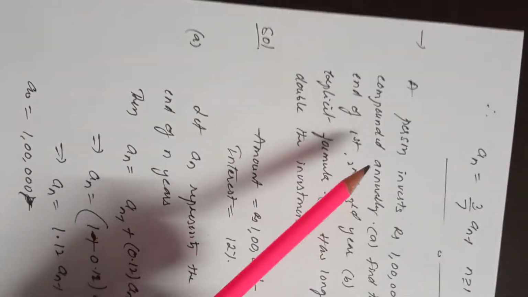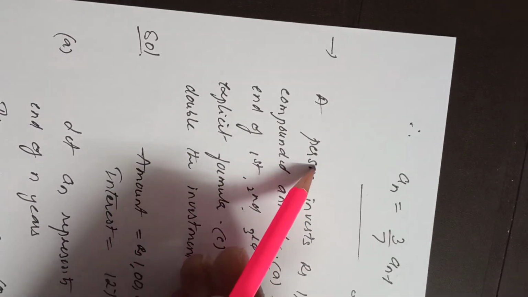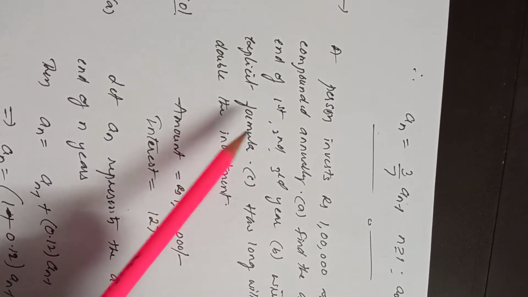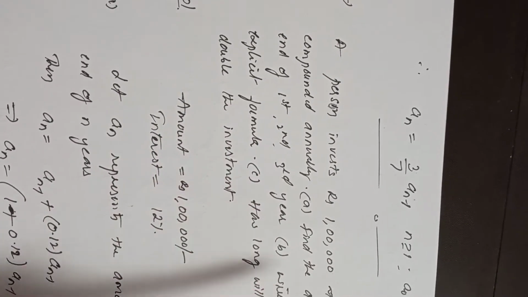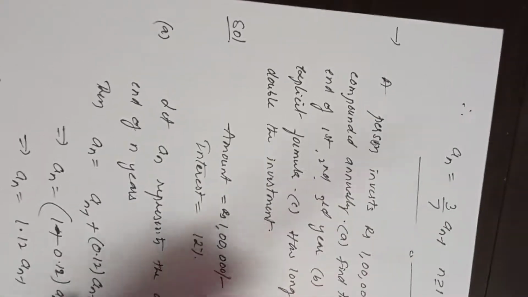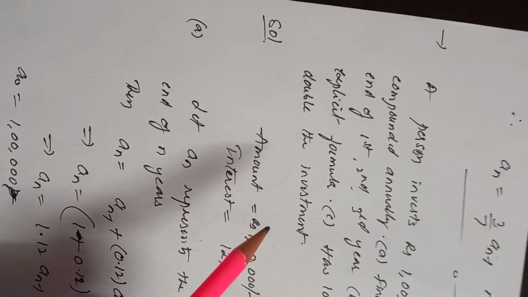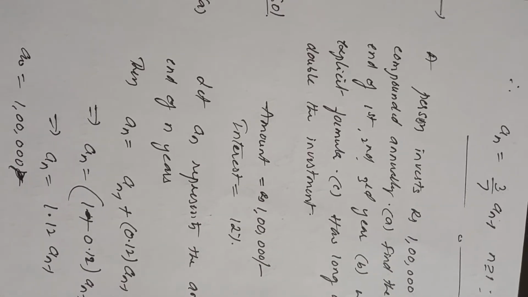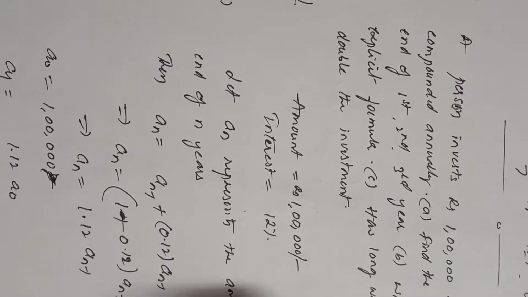Next one, a person invests rupees 1 lakh at 12% interest compounded annually. Find the amount at the end of first year, second year, third year. Write the general explicit formula, or you can write the recurrence relation. Third one, how long will it take to double the investment?